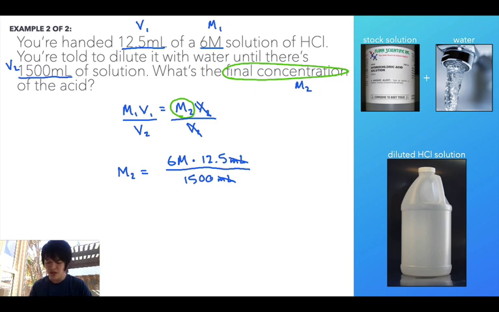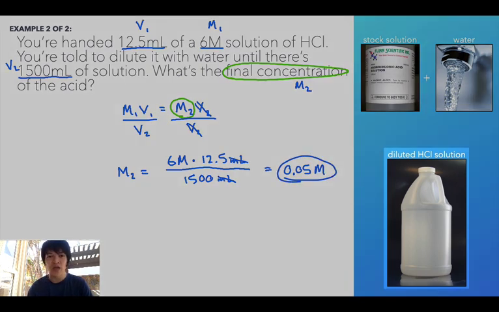So we just type this in a calculator. It's that simple. You take 6 and you multiply it by 12.5, then you divide it by 1,500. You grab a calculator, and if you type this in, you should get 0.05 molar. All right. So the final concentration, if you add a bunch of water until it's 1,500 milliliters, is 0.05 molar.